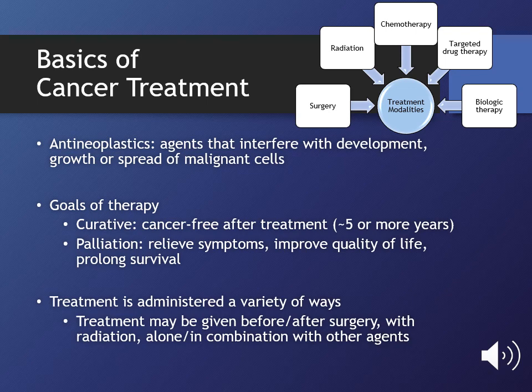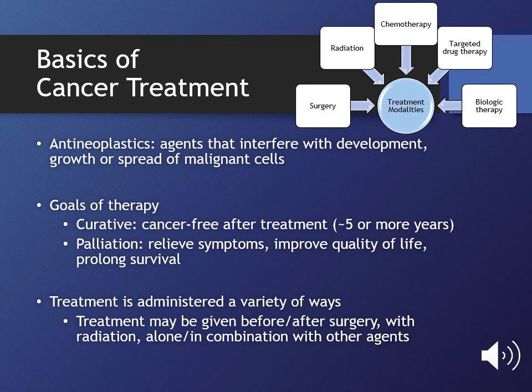Treatment can be administered in a variety of ways. It could be given alone, it could be given before or after surgery, or with radiation, either at the same time or sequentially. So, for example, radiation could be given first, then once it's completed, the patient would then begin chemotherapy, or this could occur in reverse.